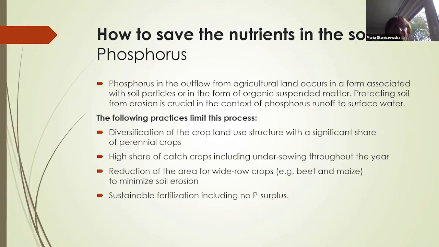So, diversification of the cropland use structure with a significant share of perennial crops, a high share of catch crops, including undersowing throughout the years, reduction of area-wide row crops, for example beet and maize, to minimize soil erosion, and sustainable fertilization, including no phosphorus surplus.